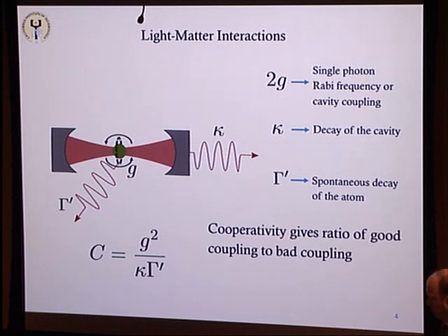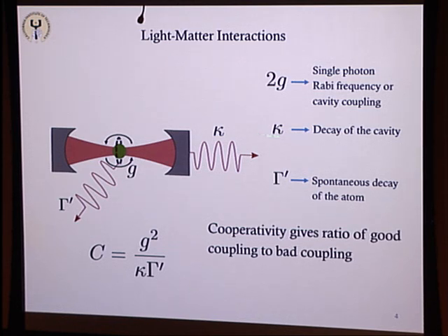This is known as the field of cavity QED, and I'll write down some of these parameters, but really the thing that's important to take away is that there's a figure of merit called the cooperativity, and all it's telling you is the ratio of the good coupling in the system to the bad coupling in the system. So for example, this 2g here is just the single photon Rabi frequency, which is really just the coupling of the atom to the cavity.